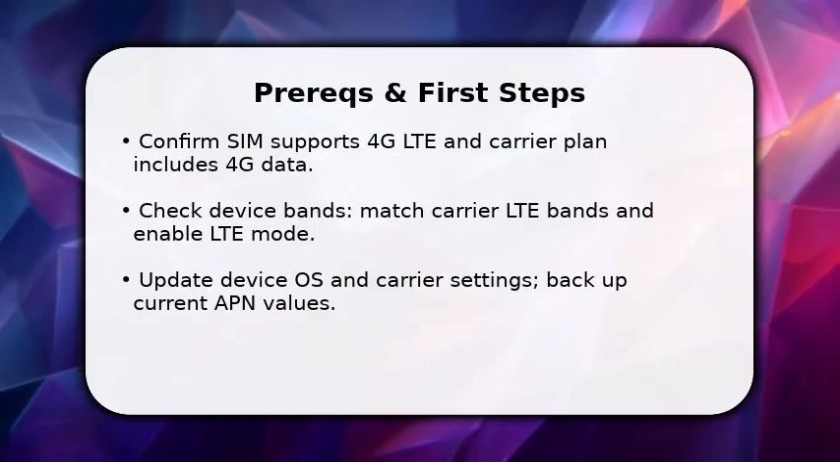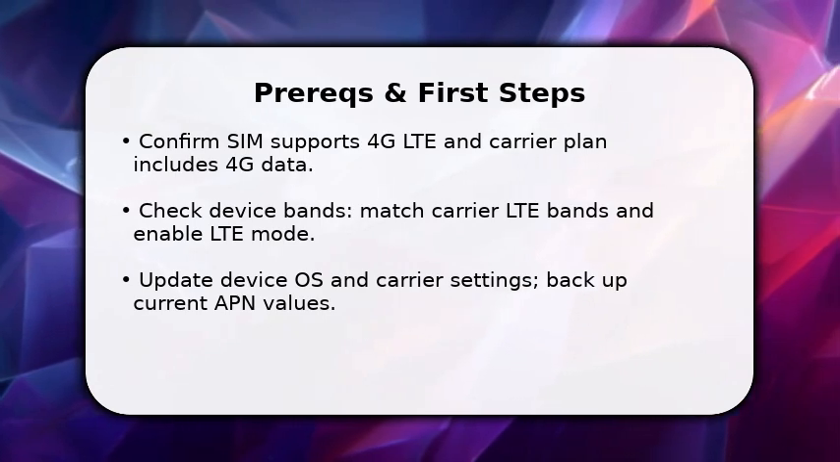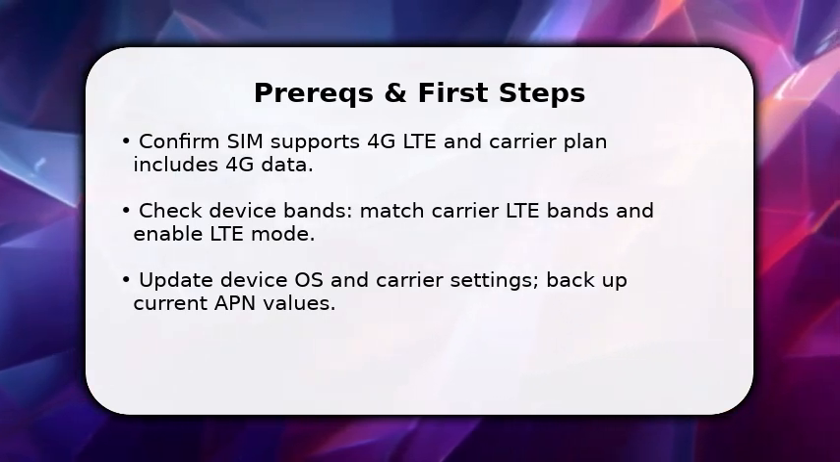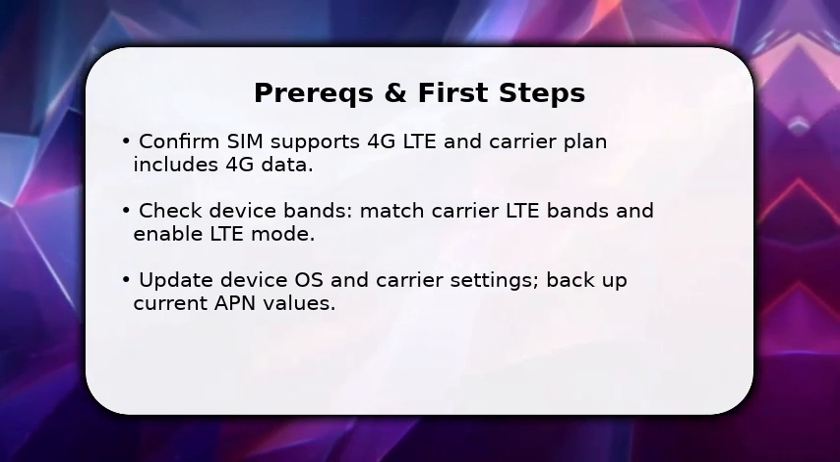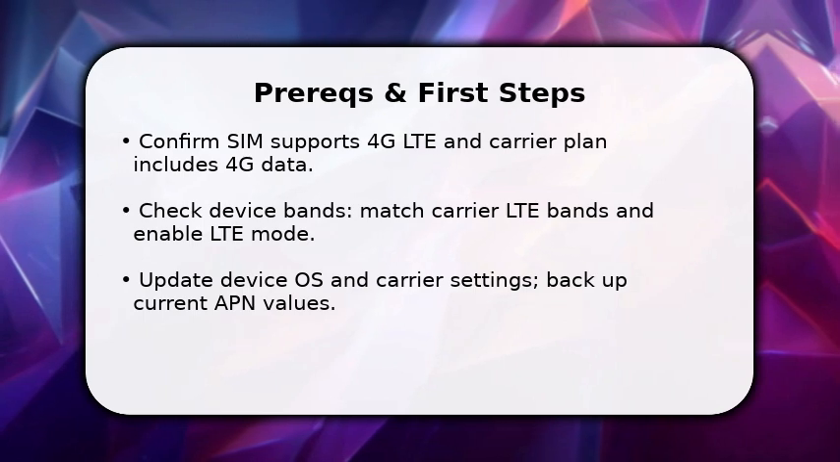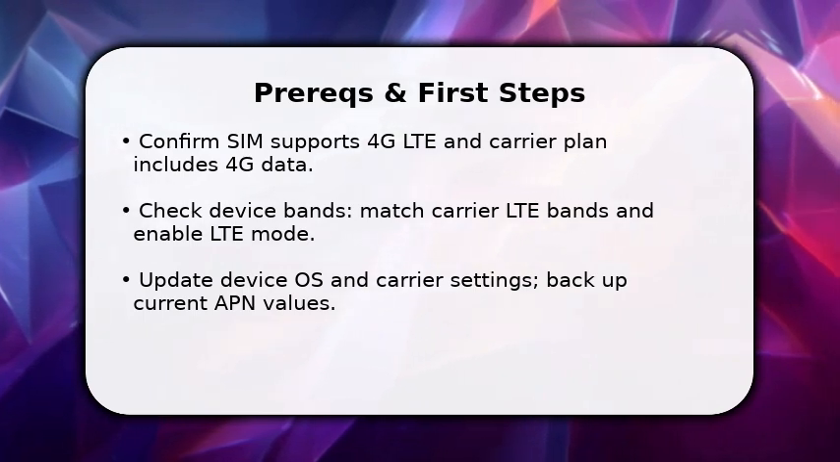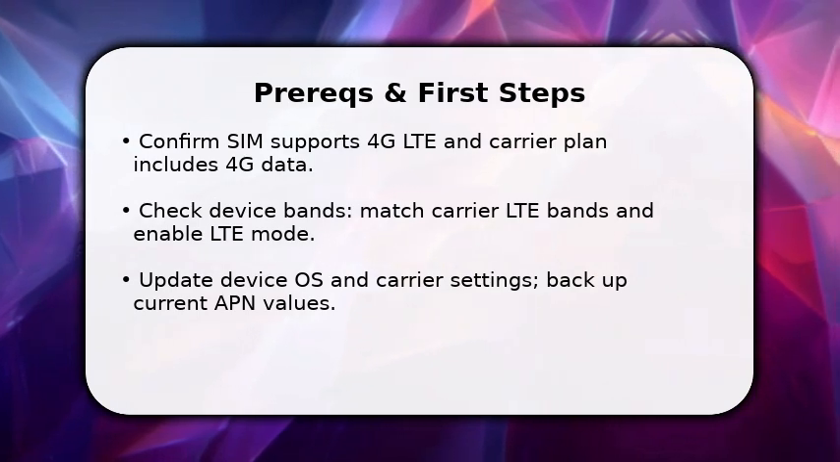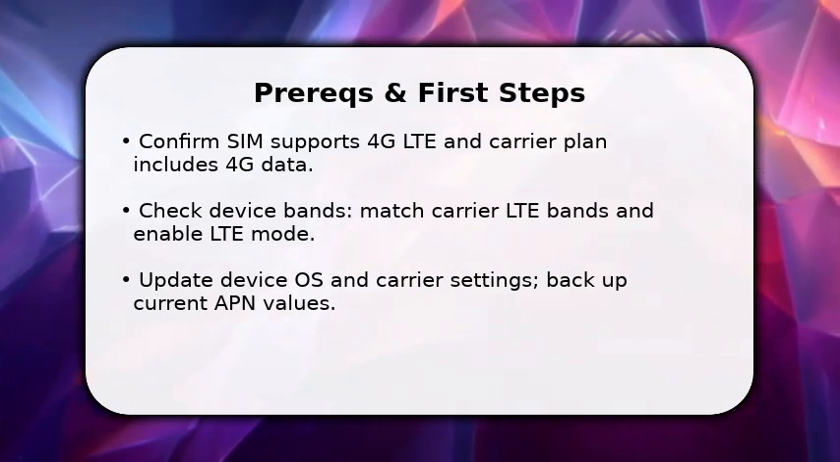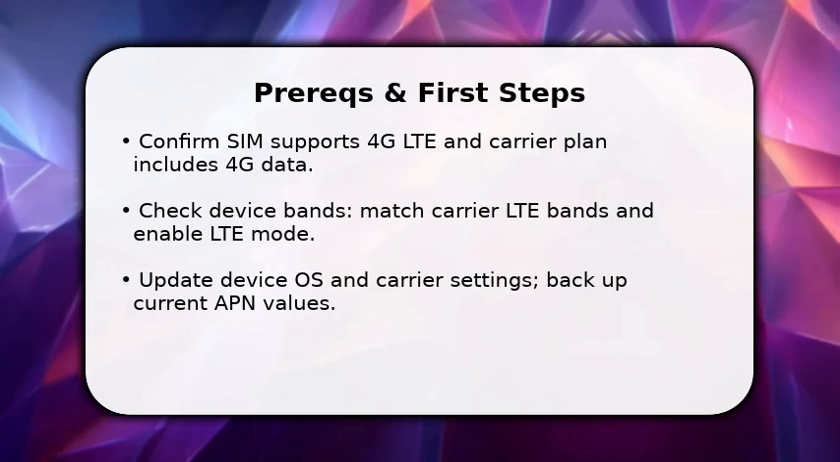You start by validating essentials: a 4G-enabled SIM, an active carrier plan, and a device that supports the carrier's LTE bands. Once confirmed, you back up current APN and network settings so you can revert if needed. Make sure the phone's OS and carrier updates are installed. These often unlock required bands and stability fixes.